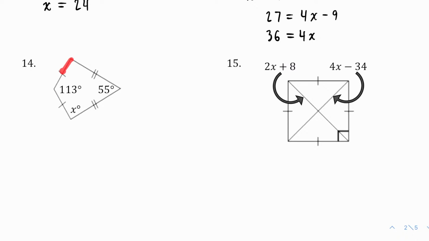14. This is one of the 2 dreaded kite problems. It's really not so bad. The main thing that you need to know about kites for this exam is that there is exactly one pair of opposite angles that is congruent.